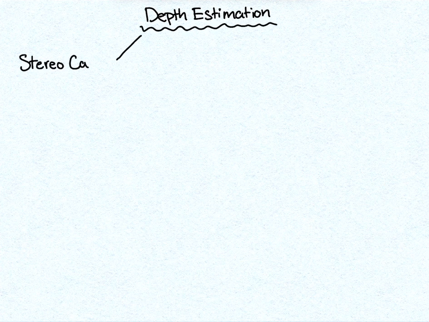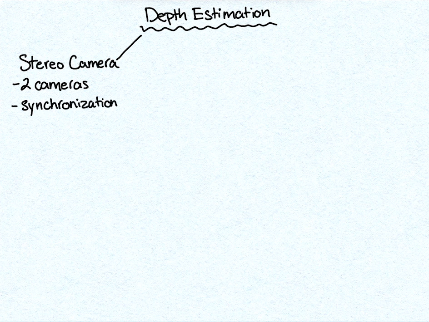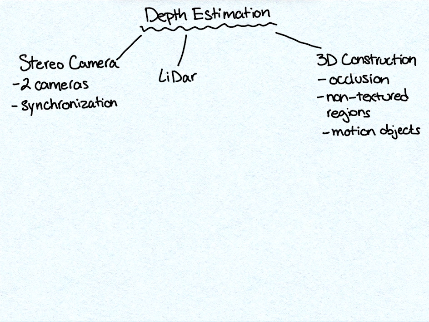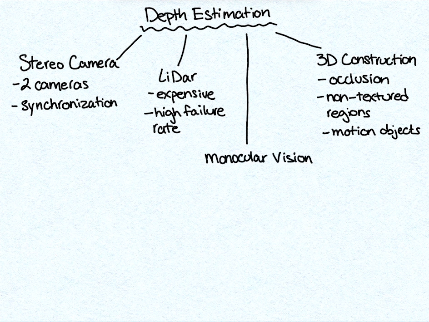Hello everyone. In this video, I'm going to present DMODE, Differential Monocular Object Distance Estimation without class-specific information. Depth estimation has different approaches. There is the stereo camera, which uses two cameras and suffers from desynchronization. There is 3D reconstruction, which has problems with occlusion, non-textured regions, and moving objects. And then we have LiDAR, which is very expensive and has a high failure rate.